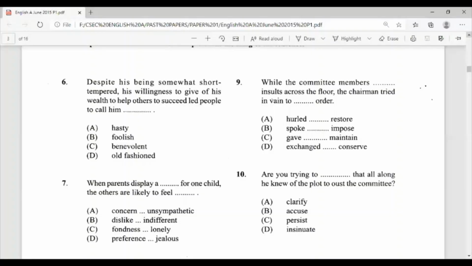And 10, are you trying to say that all along he knew of the plot to oust the committee? So we're trying to find a word that would fit perfectly there. To clarify means to explain. No. Accuse? Not the best option. Persist, totally out. And so we're going to go with D. Are you trying to insinuate that all along he knew of the plot to oust the committee? Good answer. We're going to go with D.